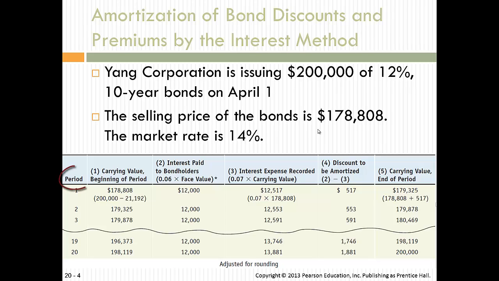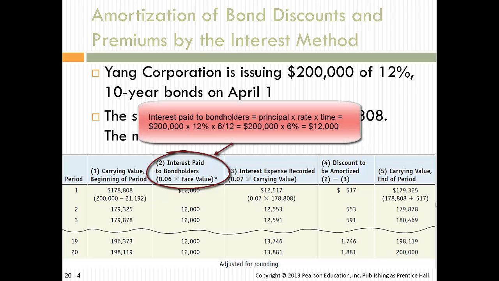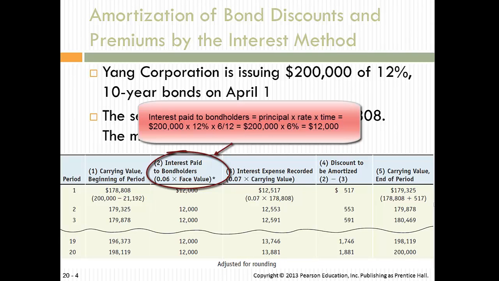The first column lists the periods, and the second column lists the beginning carrying value. We start with $178,808. That's the selling price of the bonds. The third column is the interest paid to bondholders. This doesn't change. It's the face value of the bond times the interest rate printed on the bonds, which is 12% times 6 divided by 12, which is the time. At each 6-month period, the bondholders are paid $12,000.